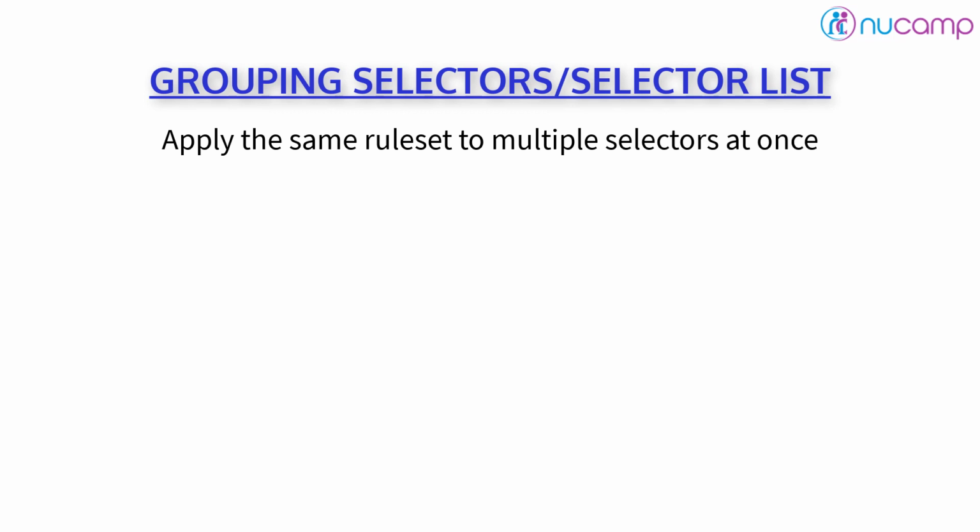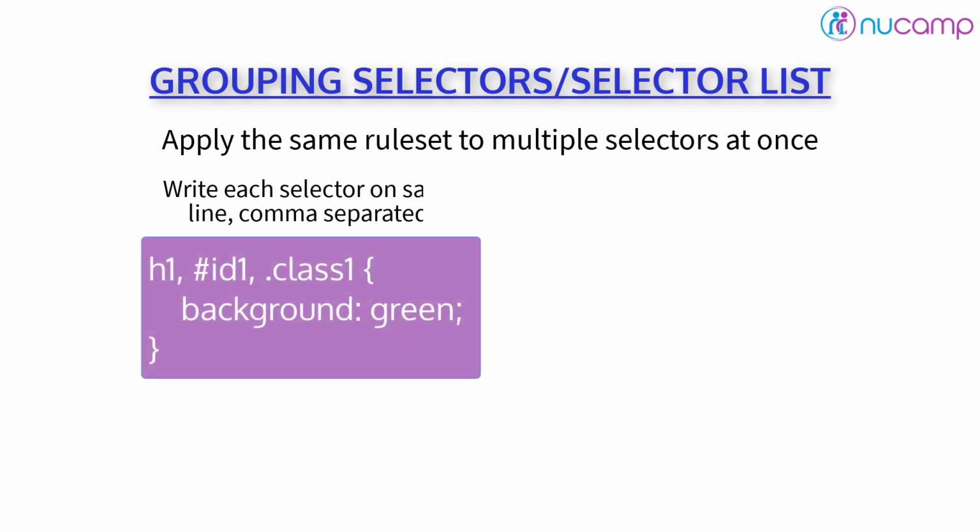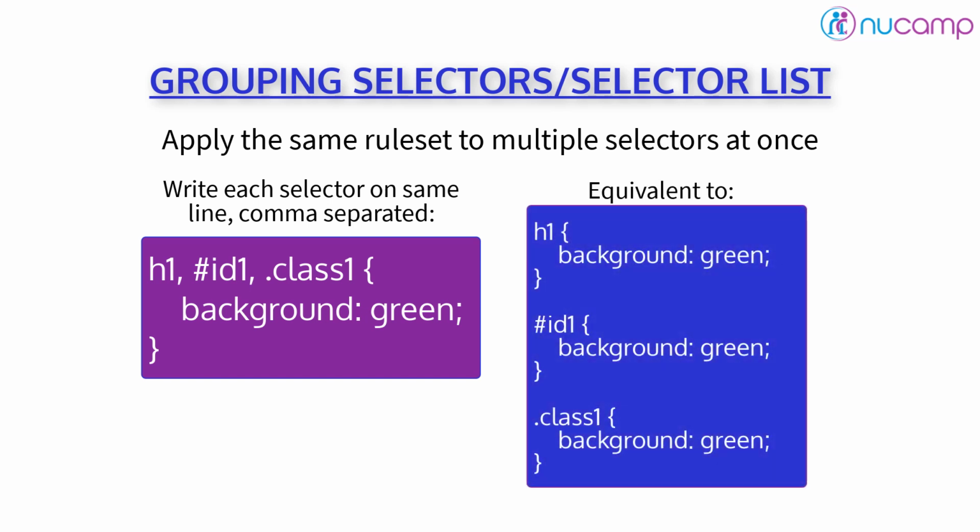Grouping selectors let you apply the same rule set to multiple selectors at once. This is also known as using a selector list. To do so, you write each selector on the same line, separated by a comma, like this. This is equivalent to writing this. That's the grouping selector.